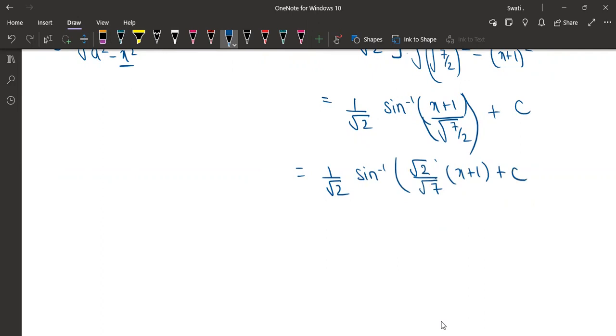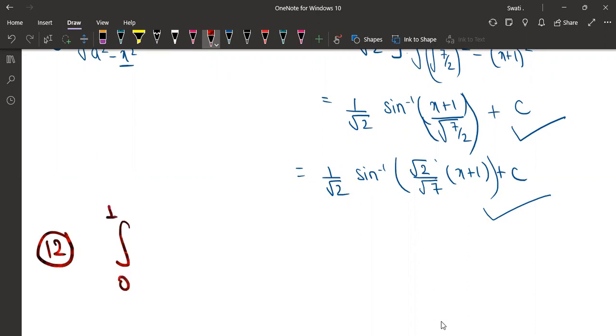If you don't want to do this, you can simply keep your answer here. You can stop it here. Okay, otherwise you can write this down as well. Okay, this was our 11th question. Let's move to the second last question of the day, and that is integration 0 to 1 tan inverse x upon 1 plus x square dx.